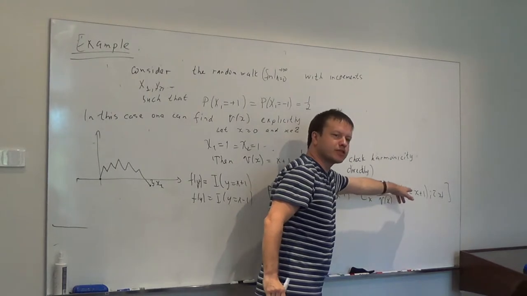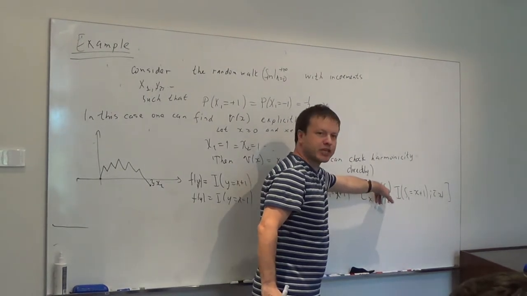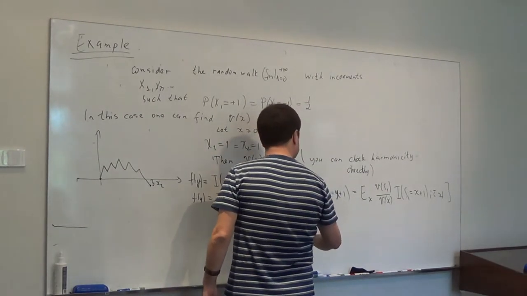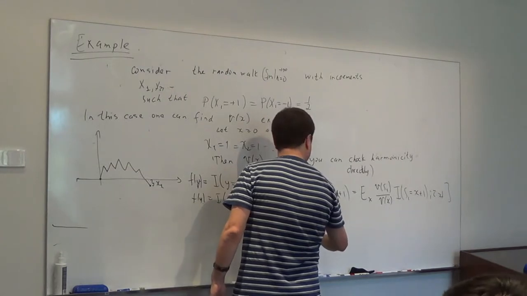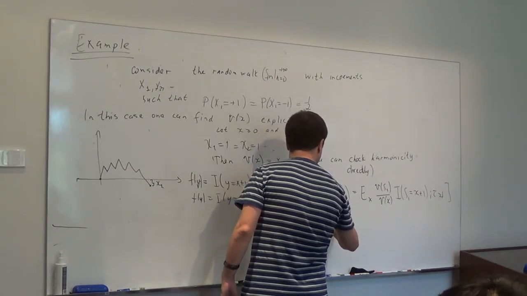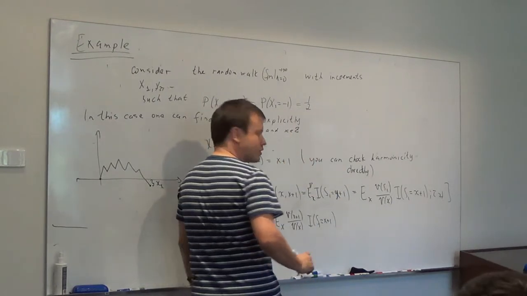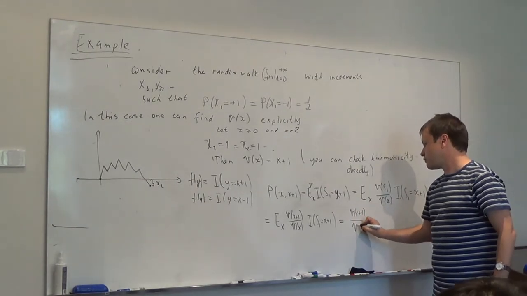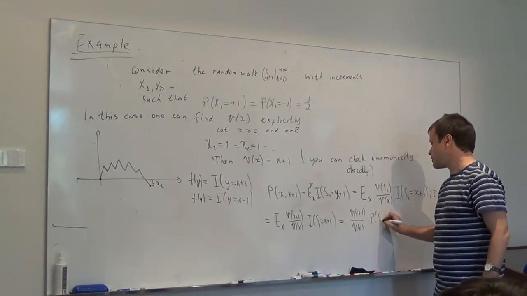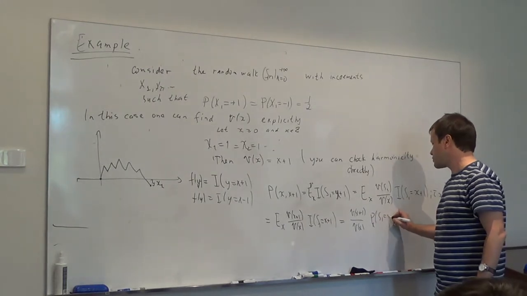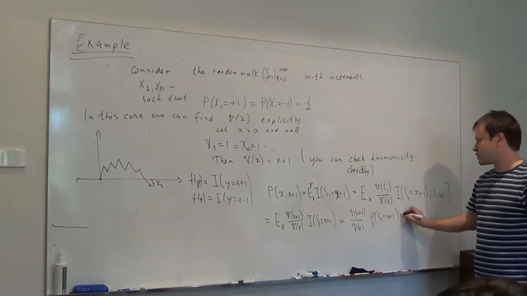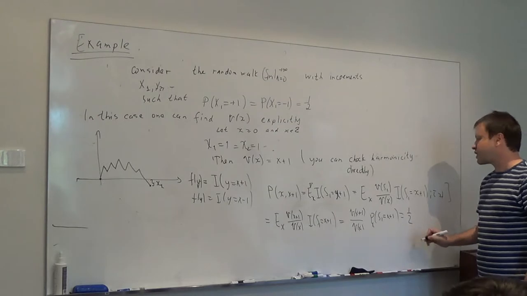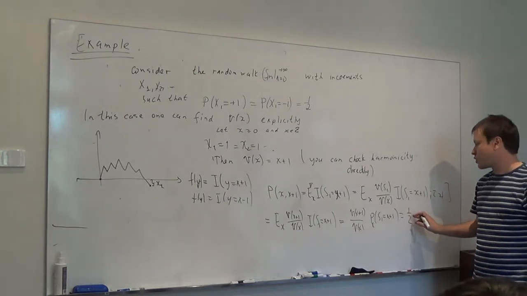So the indicator that S1 equals x plus 1 means that I can plug in x plus 1 here. So I get v(x+1) divided by v(x) times the indicator that S1 is equal to x plus 1. Okay, and now I can take the v(x+1) over v(x) out, and I will get the probability that you start at x and S1 equals x plus 1, which is 1 over 2, because it is a simple random walk, and that gives me my probability. So that's going to be 1 over 2.